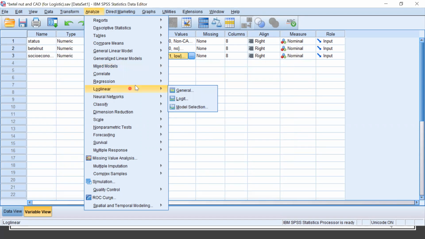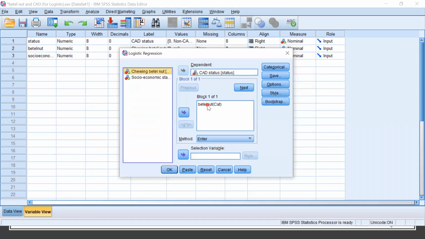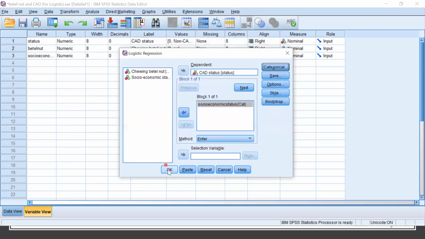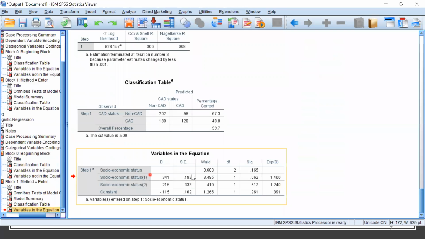Again, analyze, regression, binary logistic, and we will put socioeconomic status in our box, clicking on categorical. We'll transfer this one, and we want to make the low class our reference category, and we will interpret the odds ratio for the middle class and the high class. We will press continue, I will press OK, and these are the exponential betas.